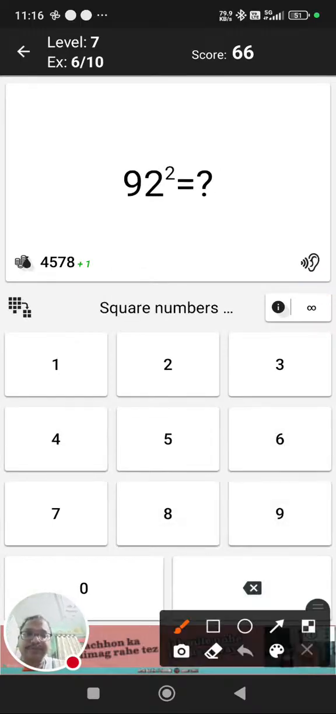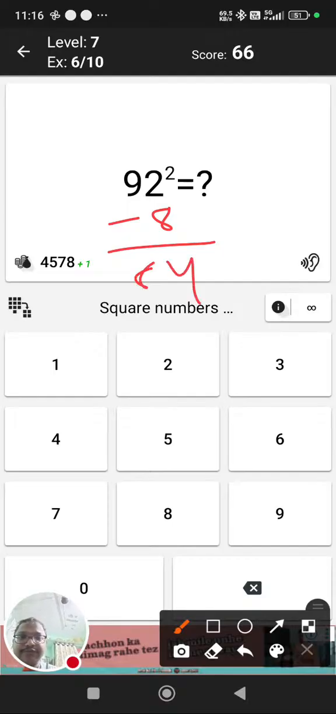92 square. It is 8 less than 100. So subtracting 8 from this one, we get 84, and talking about 8 square, which is 64. So answer will be 8464.